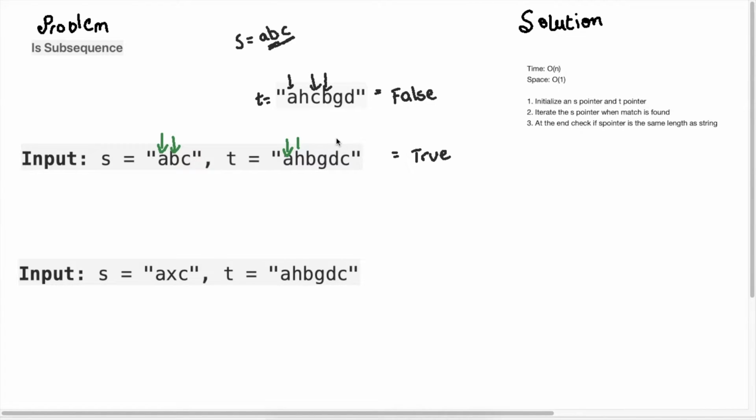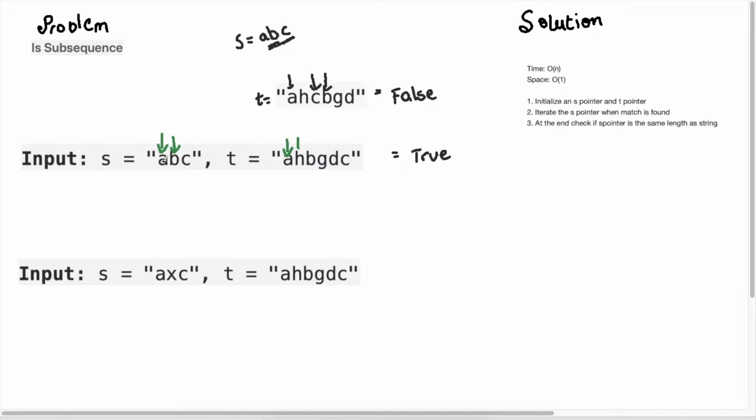The way we're going to solve this problem is by using the two-pointer solution. The reason we're doing this is because this solution does not take any additional space to solve the problem. So our space complexity will be O of 1 and our time complexity will be O of n. It's just the time it takes to iterate over the string, right?